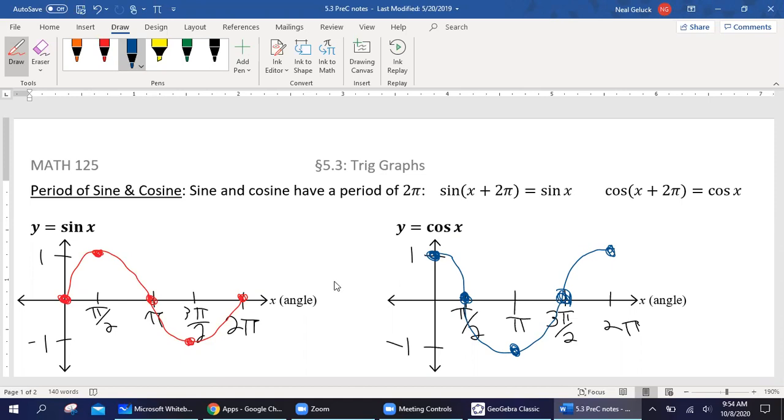Now, just like every other graph we've dealt with in algebra, pre-calculus, all the classes you've taken in math, we have to be able to transform these graphs, which is what we're going to learn in just a little bit.